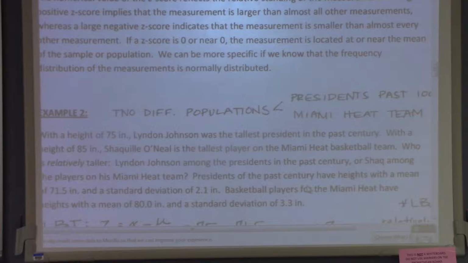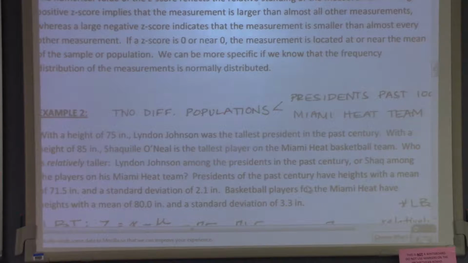But that's it. It says with a height of 75 inches, LBJ was the tallest president in the past century. With a height of 85 inches, Shaquille O'Neal is the tallest player on the Miami Heat basketball team. And this was done at that time. In other words, evidently, this is when they wrote the 10th edition of the book, when he was on the Miami Heat basketball team. Some of you who watch SportsCenter 24 hours a day can tell me when that was, but I don't really care.